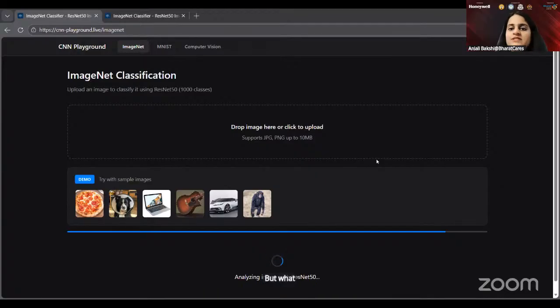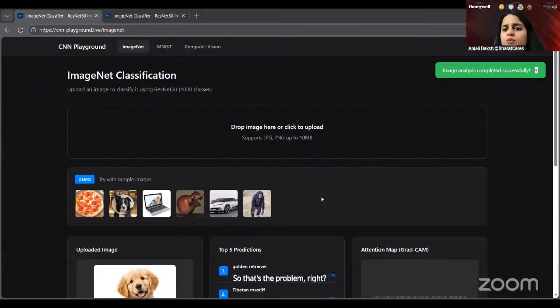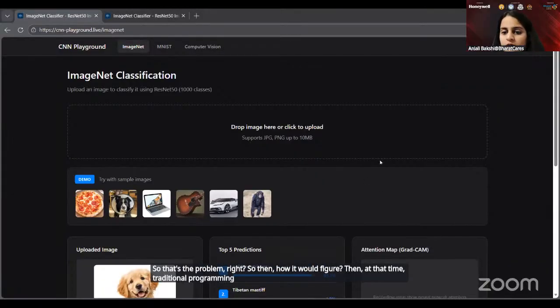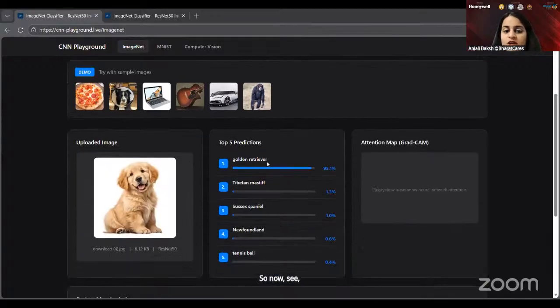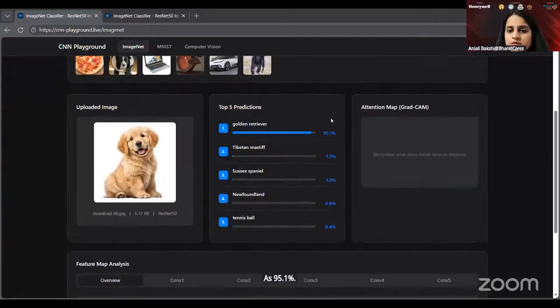But what happens if in an image the light changes or the background is yellow, if the angle or side is different, then the picture would change, right? So the color of the fur would also change. So that's the problem, right? So then how would it figure? At that time, traditional programming would fail. So now see, it is giving me golden retriever as 95.1% as the answer.